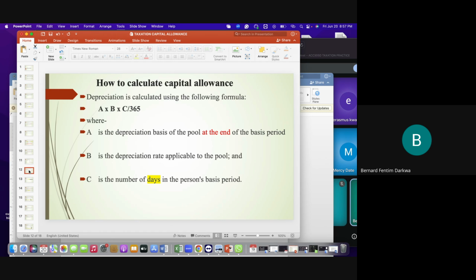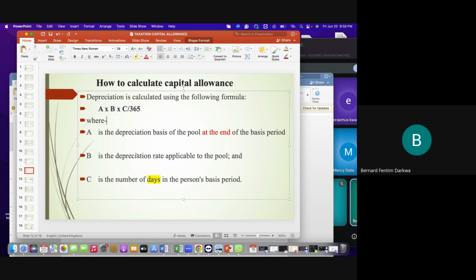So if it's class 1, class 2, you need to show it. And C is the number of days the asset spent in the base period. Sometimes it's not the number of months, it's the number of days that the asset spent. So when we are solving questions, we have to take into consideration that it is the number of days the asset spent, not number of months. So a very simple formula: A times B times C over 365.